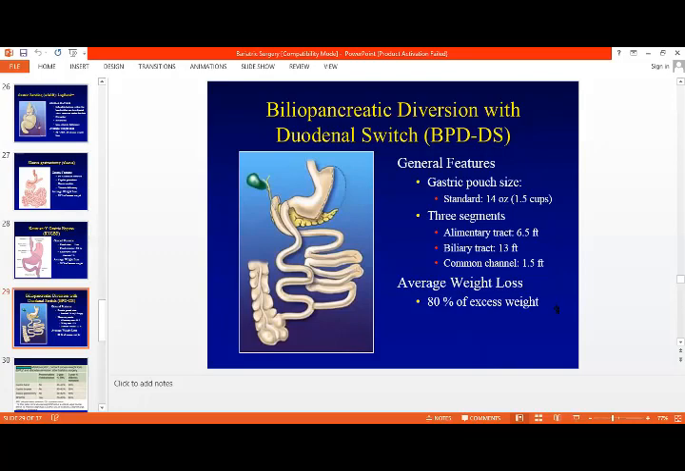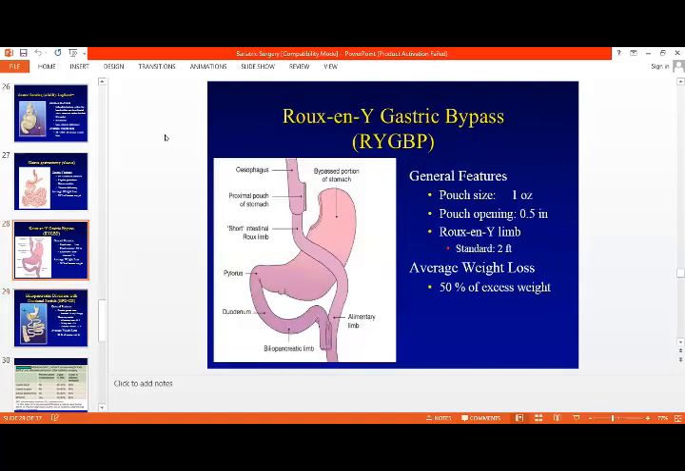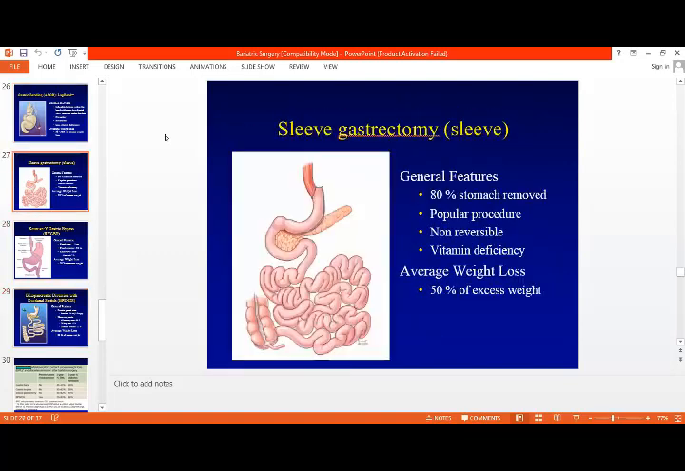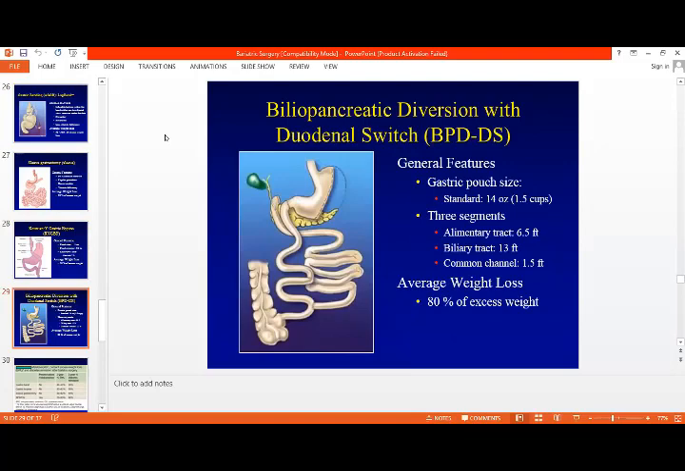And it is reserved for those who have very super obesity, like more than 50 BMI, or previous surgeries, other operations that have failed. So in that, this can be done. And it is difficult to tolerate actually. So these are the four common procedures. I will tell you again: lap band, sleeve, bypass, and BPD, biliopancreatic diversion with duodenal switch.